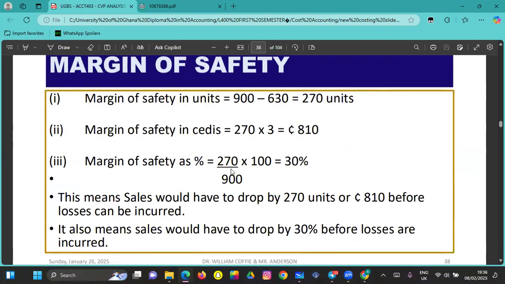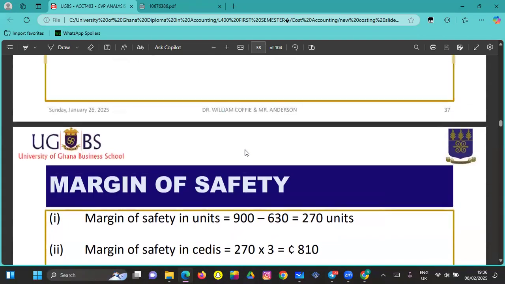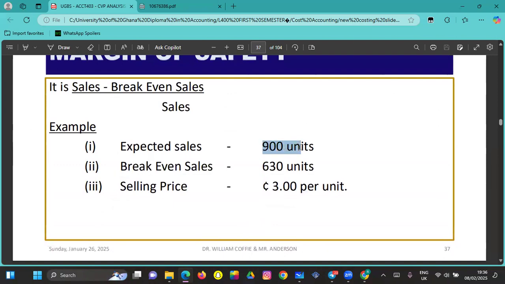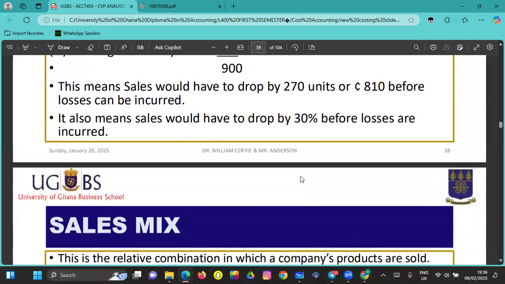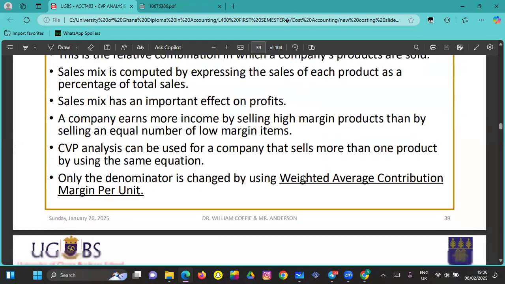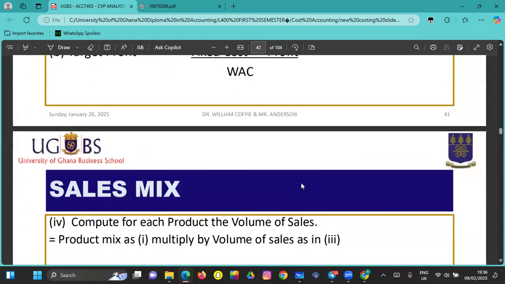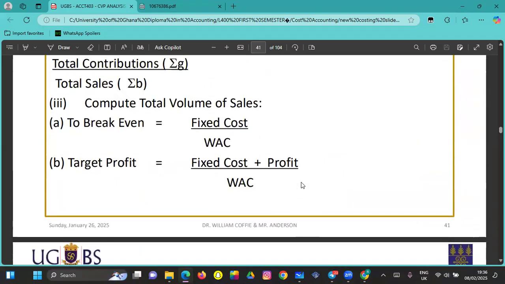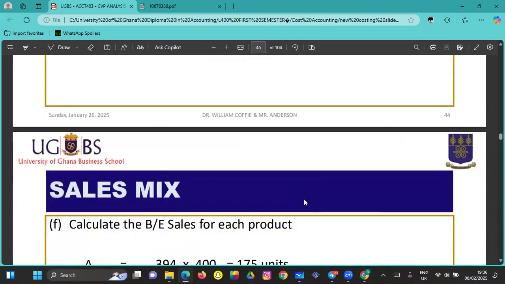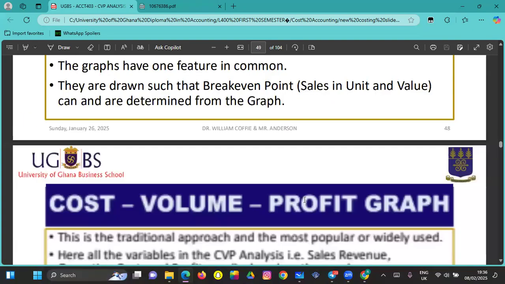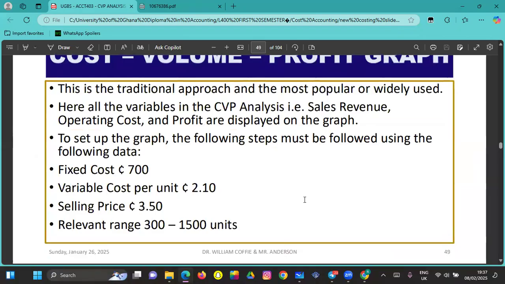So margin of safety as a percentage is going to be that difference over the total distance, so that difference over the expected sales times 100. That is when we get the margin of safety as a percentage. You have the slides, you can do more readings, because we didn't really talk about the weighted average contribution. That's when it's like a mix of products. So we just spoke about which one's margin of safety is higher and the like.